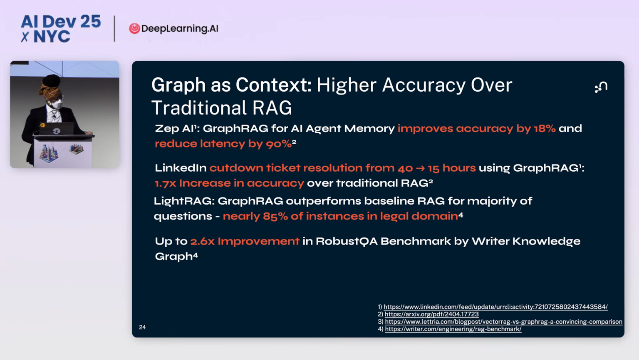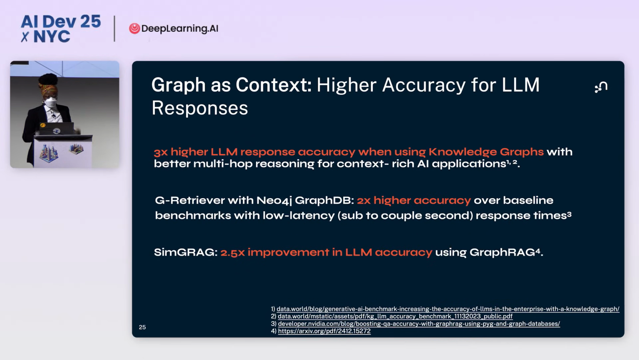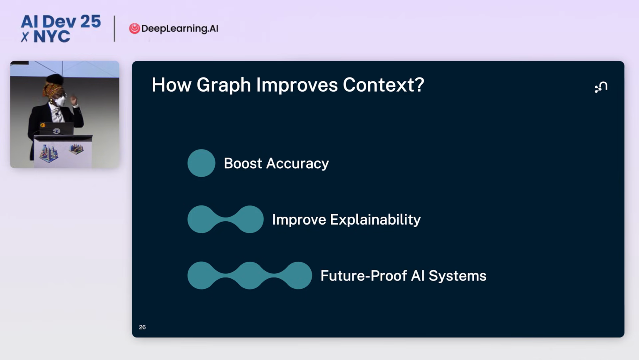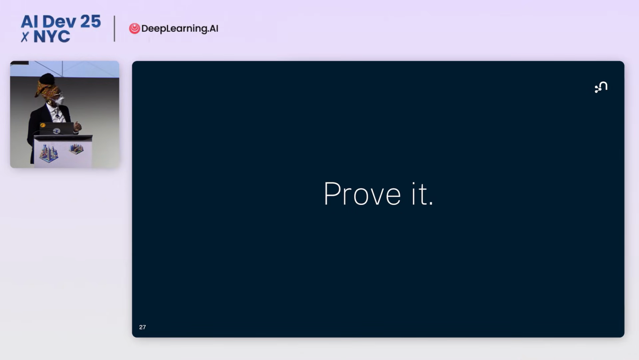And then we have different benchmarks as well. The major difference between these and the preceding ones is that they don't compare against RAG, but instead compare against LLMs without RAG or other academic benchmarks, and we still see the impact of the graph context. So graph improves context by boosting accuracy, improving explainability, and future-proofing your artificial intelligence systems.